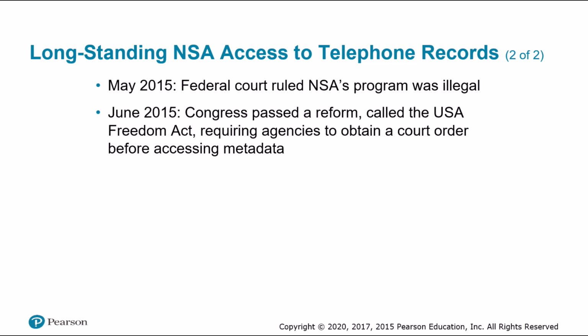Instead of renewing Section 215, Congress passed a reform of Section 215 called the U.S. Freedom Act. The U.S. Freedom Act put new restrictions on the government's surveillance activities. In particular, it shifted the bulk collection of telephone records to the phone companies and required government agencies to obtain a court order before accessing them.